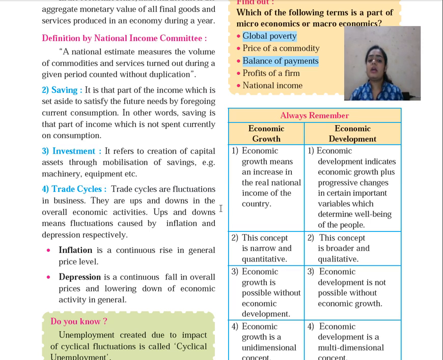Then the concept of economic growth is narrow and quantitative, but the concept of economic development is broader and qualitative. Economic growth is possible without economic development. Economic development is not possible without economic growth. We cannot see development in the economy unless we see growth in the economy.